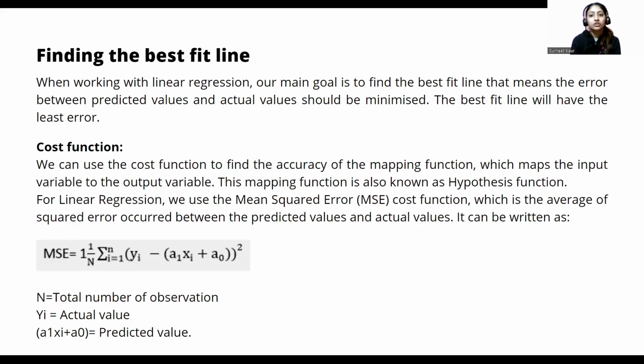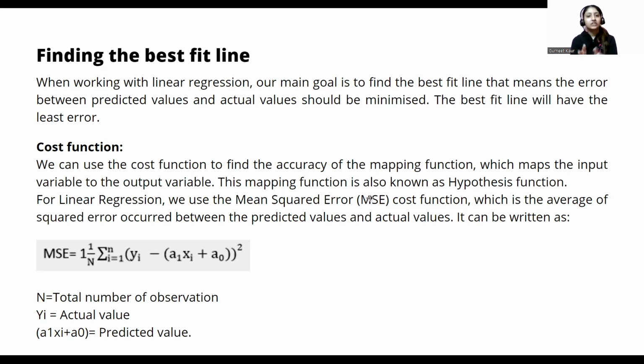The cost function optimizes the regression coefficients or weights, and it measures how a linear regression model is performing, right? We can use the cost function to find the accuracy of the mapping function, which maps the input variable to the output variable. Now this mapping function is known as the hypothesis function.